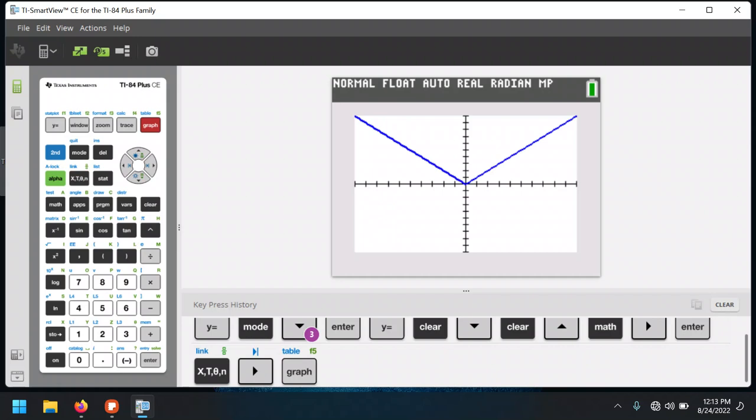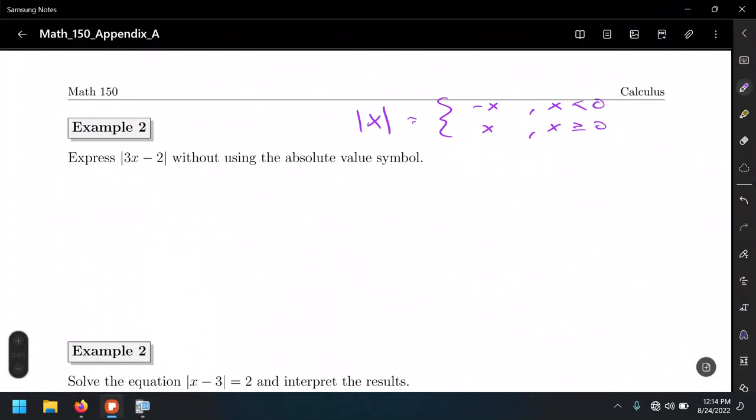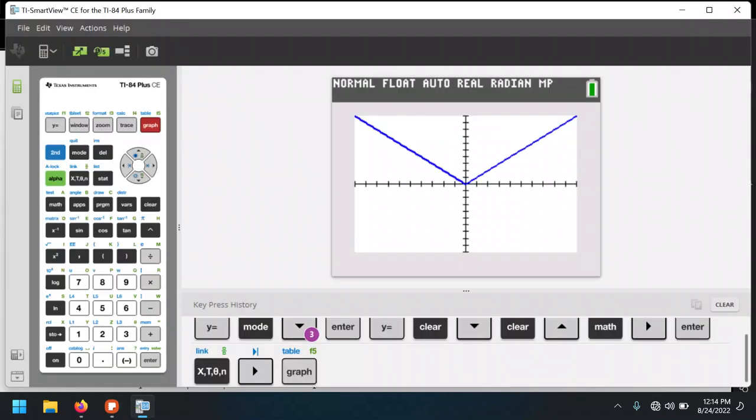So this should be consistent with the piecewise definition of the absolute value function. Do you see this line right here with negative slope? And then you have another line but with positive slope. So that's the first part of the piecewise: negative x, the one with the negative slope, for x less than 0, that is for values of x that are negative, and y equals x with positive slope for values of x that are positive, right? Another key concept with this type of function is the shiftings, shifting to the right, up or down, the usual.